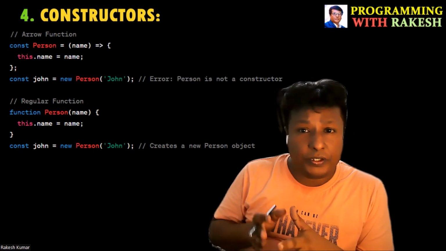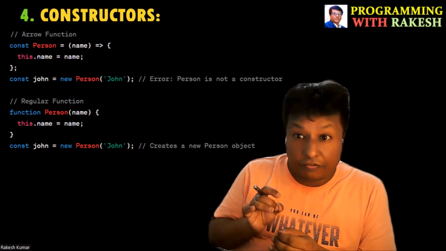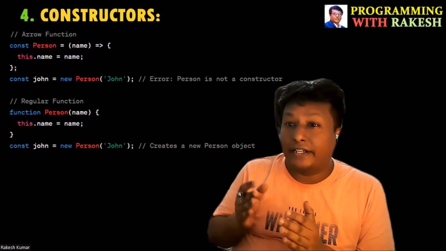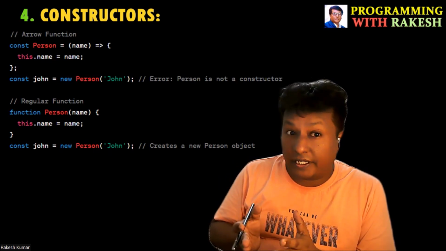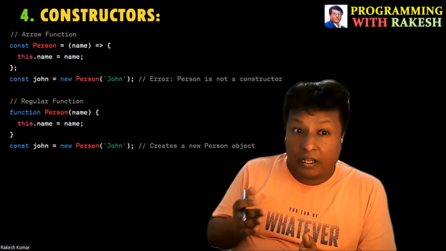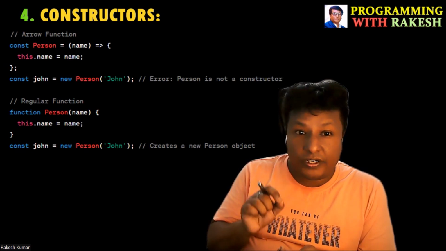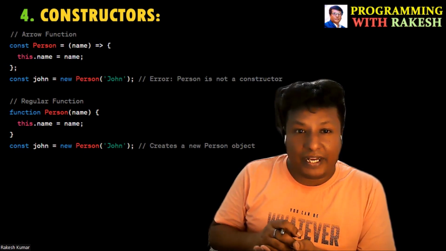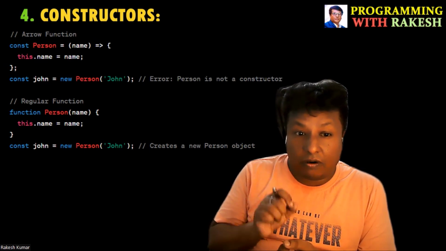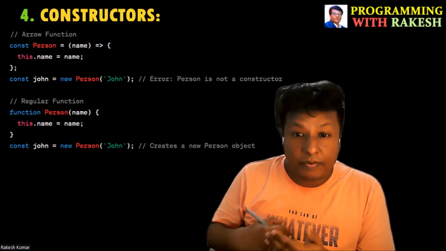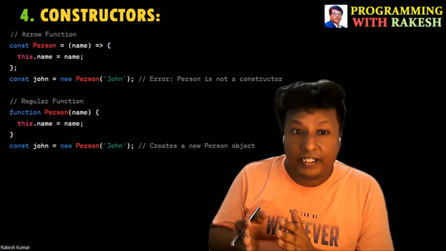Arrow functions cannot be used as constructors to create new objects, but regular functions, when invoked with the new keyword, create a new object and set this to the newly created object. So in this example, using an arrow function, when we try to create an object using const John equal to new Person John, it will give us an error. But using a regular function, when we try to create an object using const John equal to new Person, we are able to create a new person object. So this is again a very important difference between arrow function and regular function.